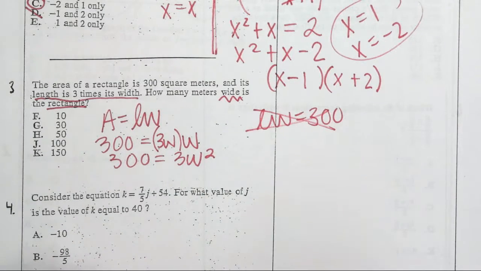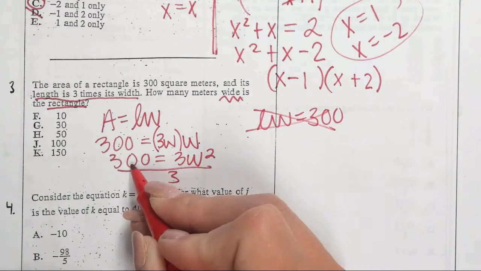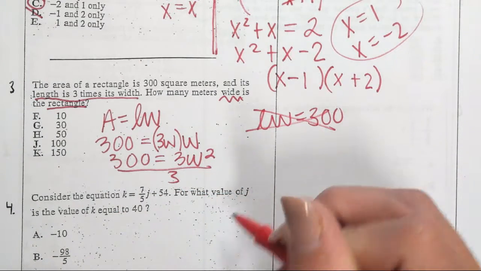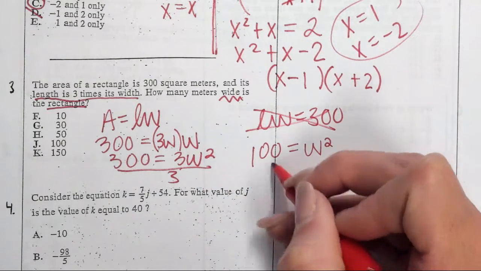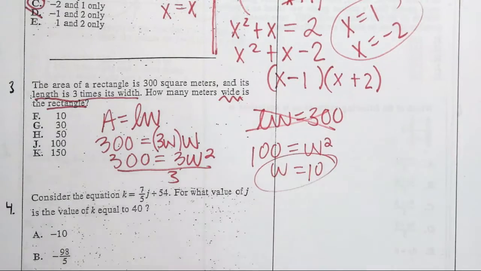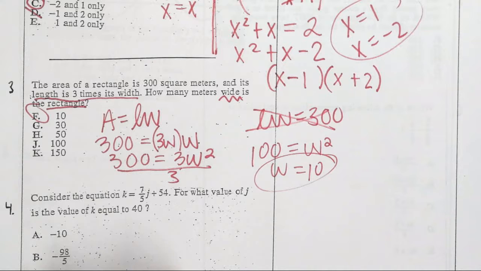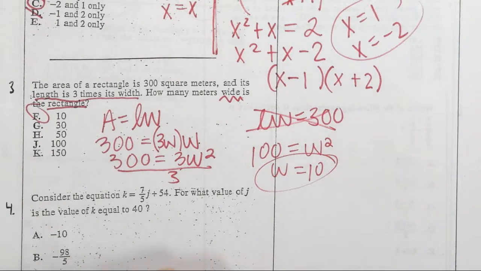By doing what? Good. I'd get what on this side then? 100. Good. But I know where you're getting that from. And on this side I'd have W squared, so W has to be, very good. So on this one we had to use what method? Math skills. Yeah, we had to use math skills. Very good.